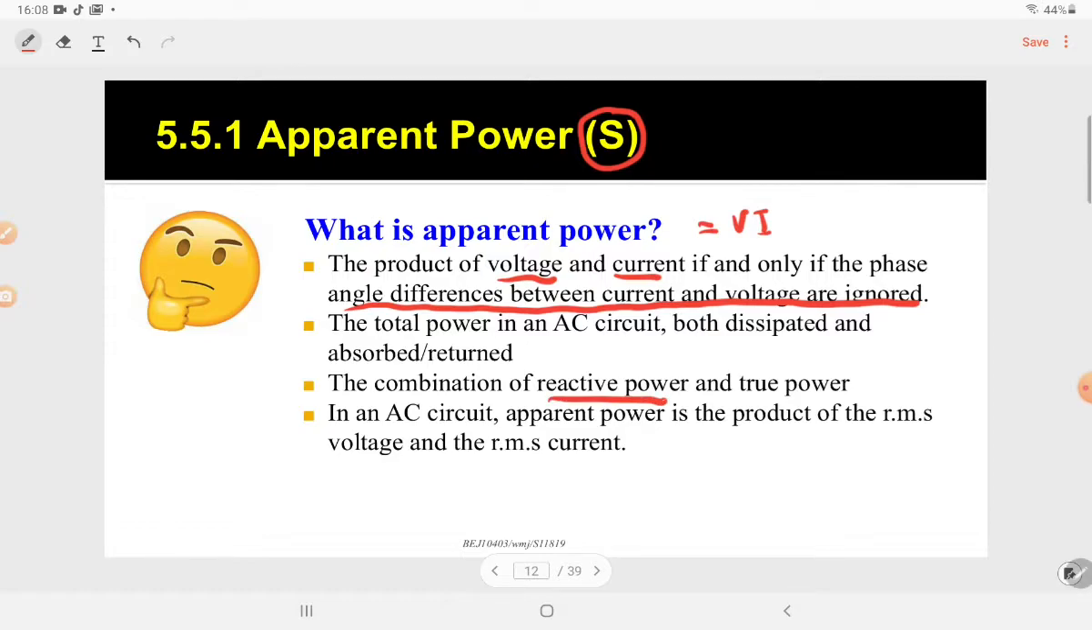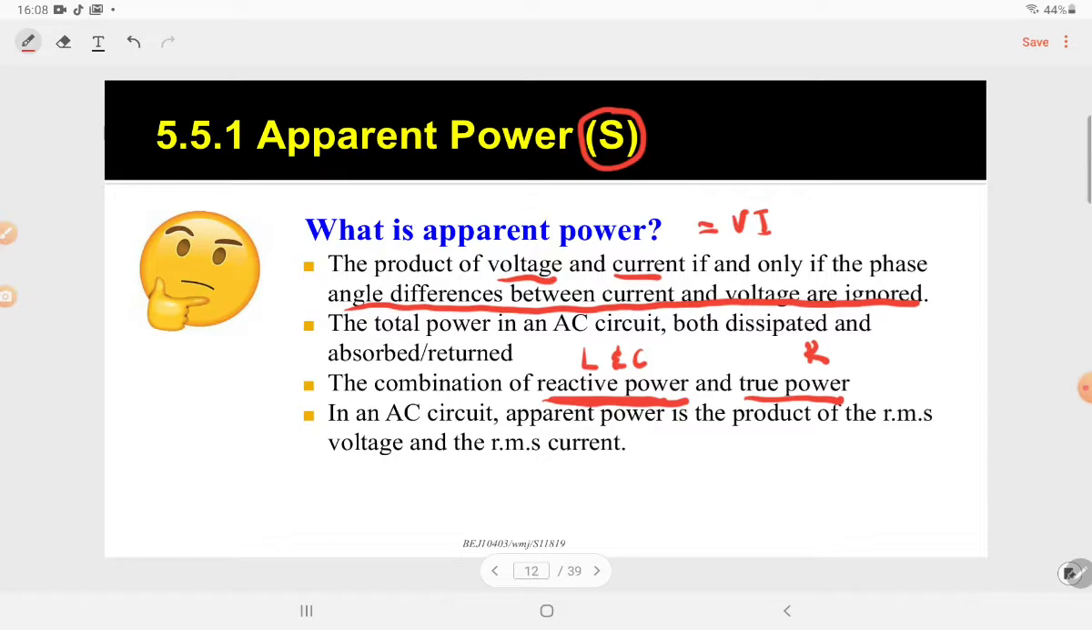When we say reactive power, usually it is power at the non-linear elements, which is the power at your inductor and also your capacitor. And when we say true power, it is the power absorbed or dissipated by your resistor.